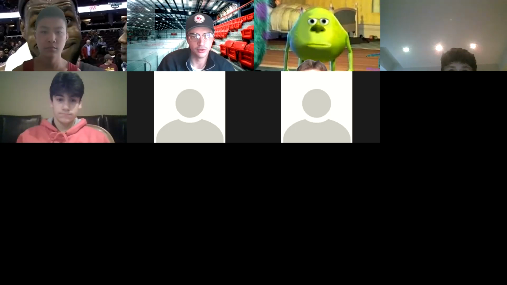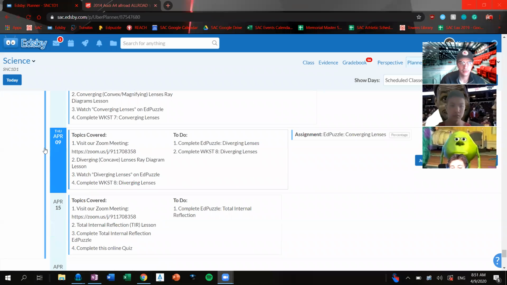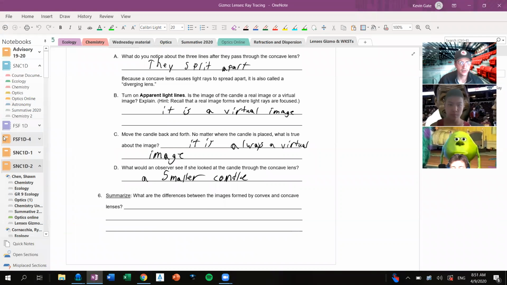Okay, perfect. Moving forward, I'm going to share my screen so we can take a look at today's planner. Today we are going to look at concave lenses, and we'll have a quick tutorial on the drawing of the 3 essential rays. Then I will send you off to work on the Diverging Lenses EdPuzzle and Diverging Lenses worksheet.